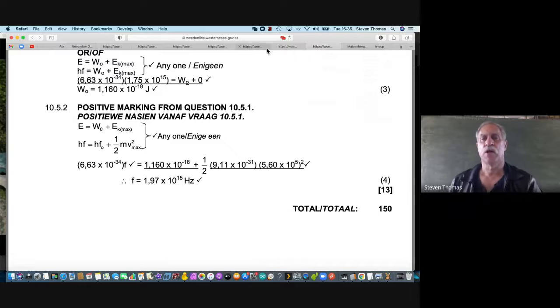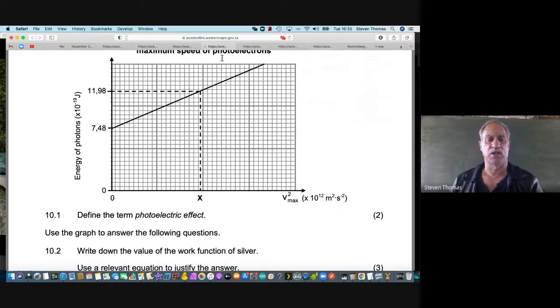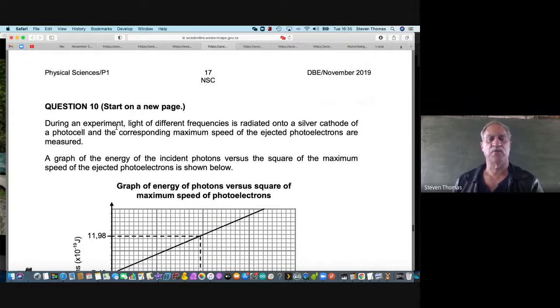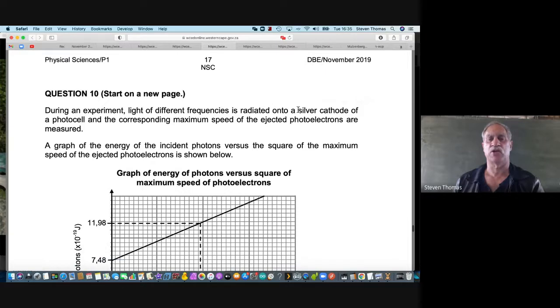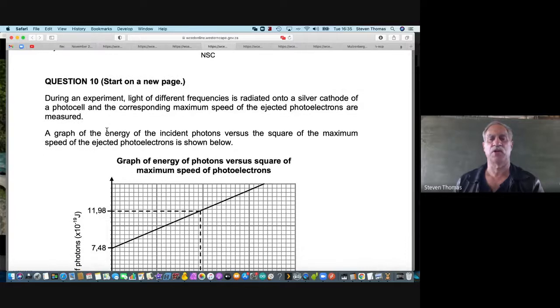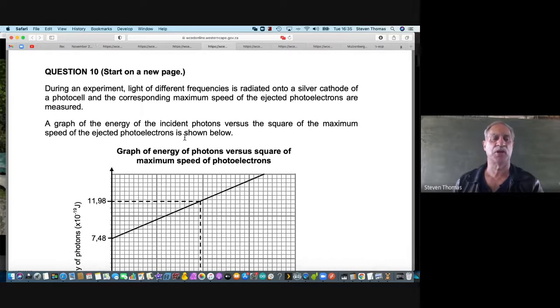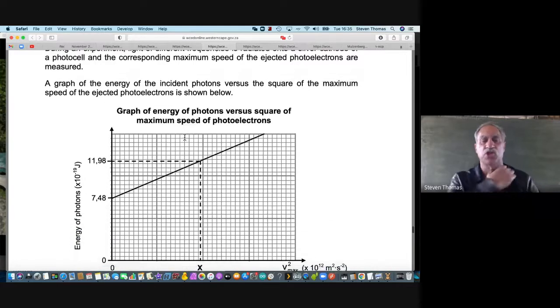Okay, so let's go to the 2019 paper. During an experiment, light of different frequencies is radiated onto a silver cathode. Okay, so we've only got one metal in this case of a photocell, and the corresponding maximum speed of the ejected photoelectrons are measured. A graph of the energy of the incident photons versus the square of the maximum speed of the ejected photoelectrons is shown below.